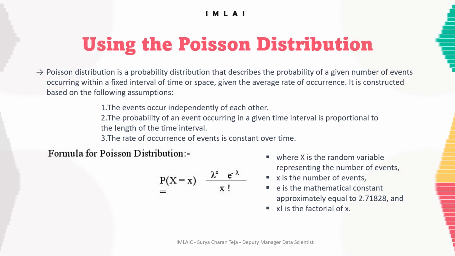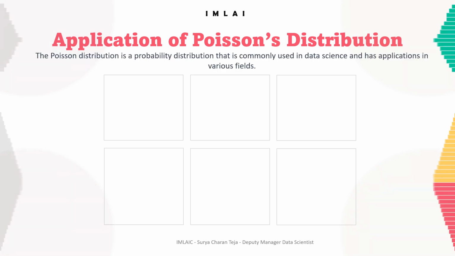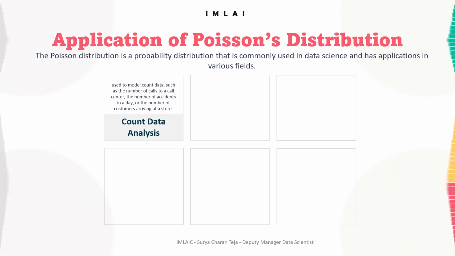Now let's look into the various applications of Poisson's distribution. So where data scientists can take the leverage of this distribution. The Poisson distribution is a probability distribution that's commonly used in data science and has applications in various fields. And you can see some of those here. So the first one is count data analysis.